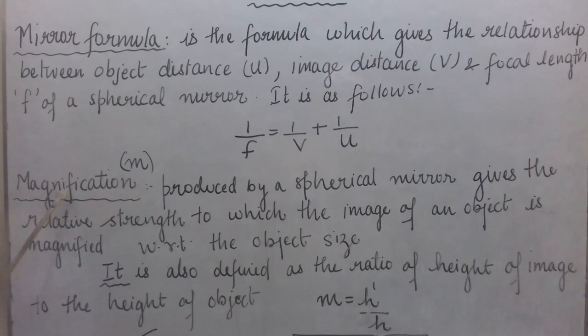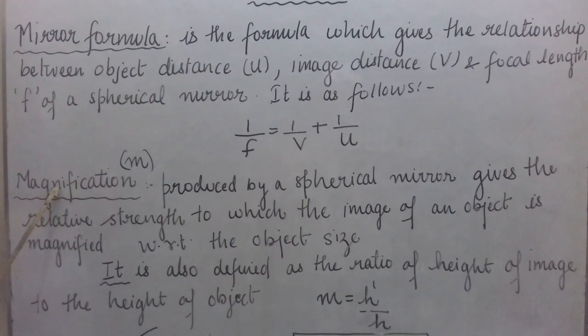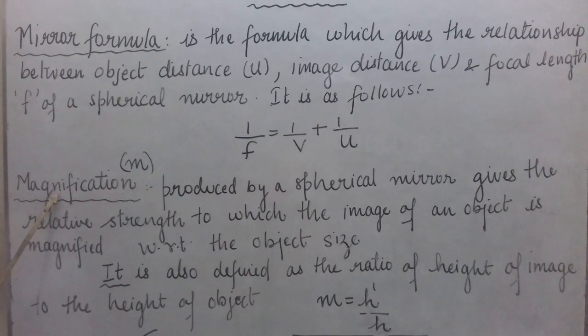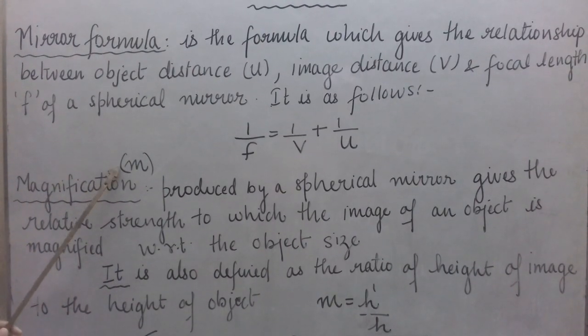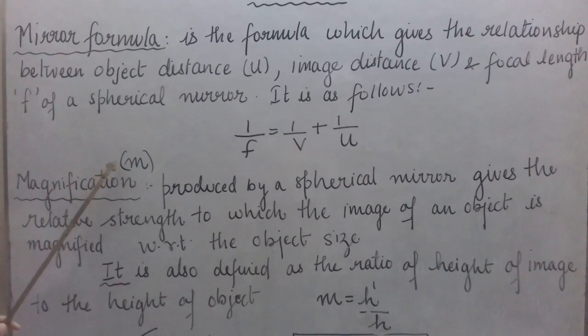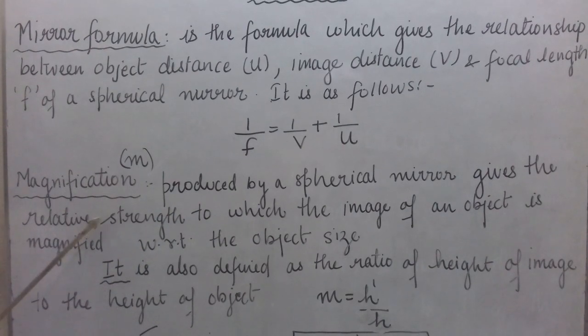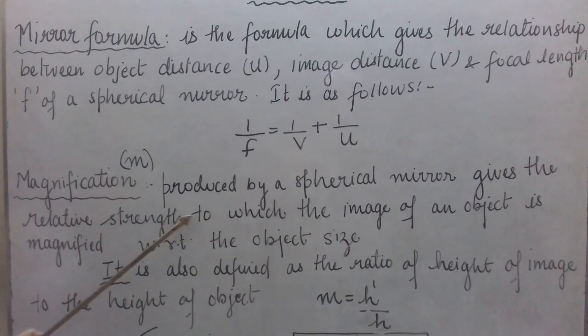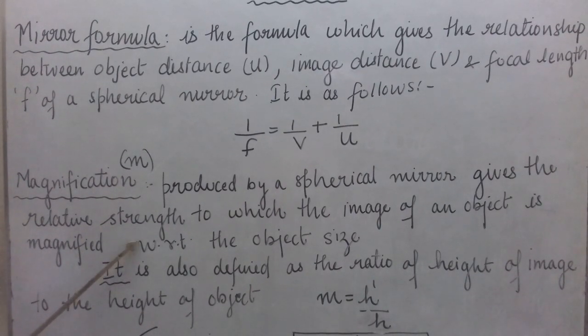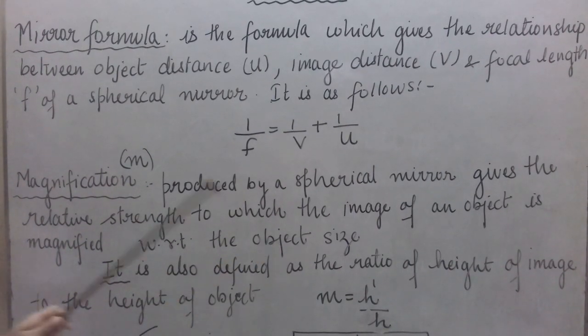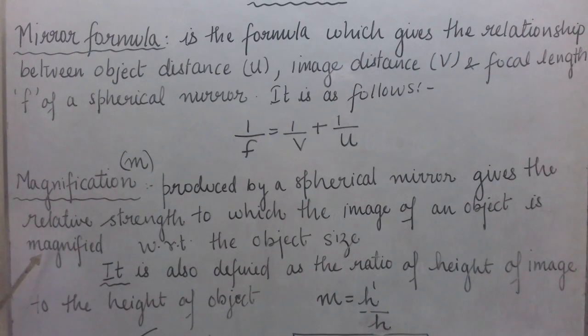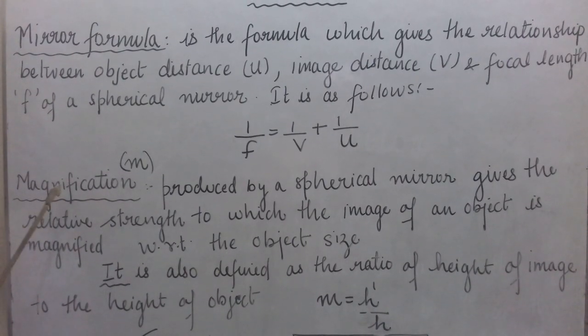Next, magnification. Magnification is again a physical quantity which can be measured, and it is represented by small letter m. So magnification m produced by a spherical mirror gives the relative strength to which the image of an object is magnified with respect to the object size. See students, it may be magnified or diminished. It depends upon the value of m.